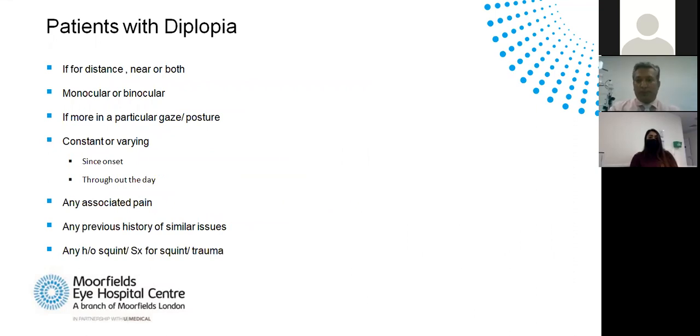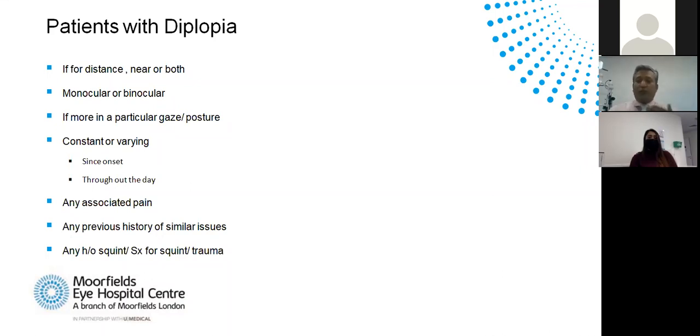Now, patients with diplopia. When I mentioned the squint part, I also mentioned this diplopia. So here we'll see in a little more detail what other information we need to get from a patient with double vision. When someone says double, whether the doubling is for distance or for close reading, near, that is one piece of information that we need.